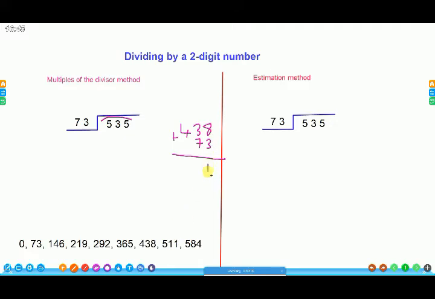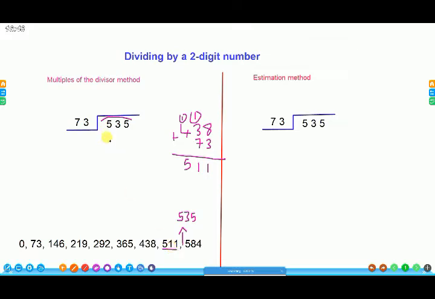8 plus 3, 11, I carry 1. 7 plus 3 plus 1, 11, I carry 1. I will obtain 511. And to make sure that we don't have a multiple of 73 after 511 that is less than 535, I add 73 one more time, but here it's obvious that I will obtain a multiple of 73 that is greater than 535. So 535 is between 511 and 584. So of course I need to take the multiple of 73 that is just before 535, not way before.